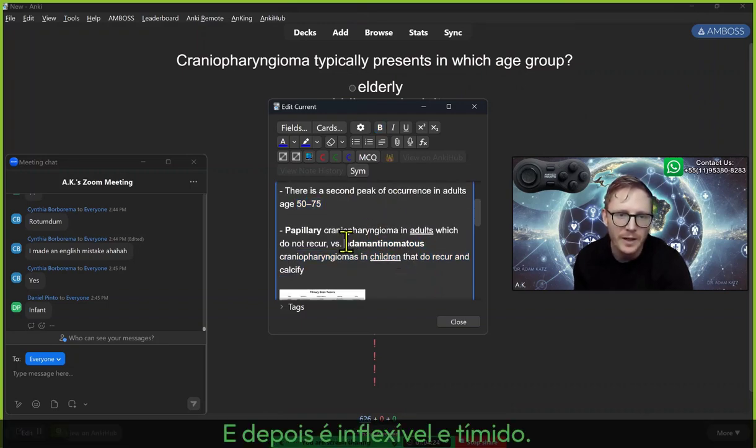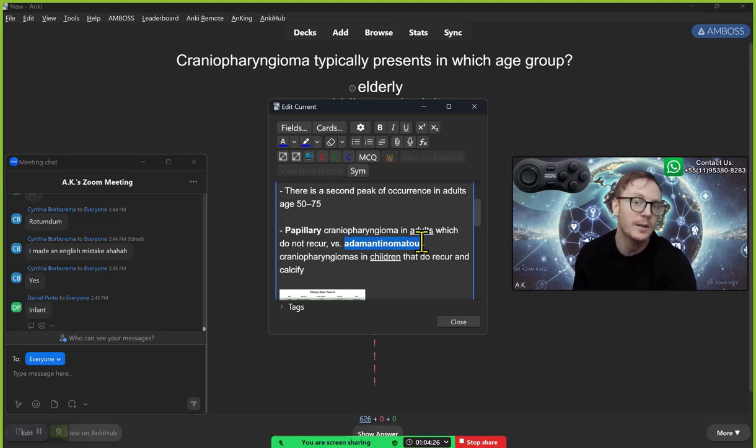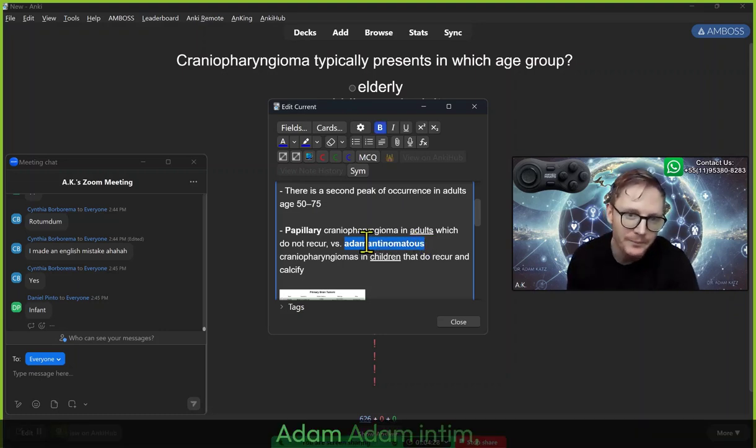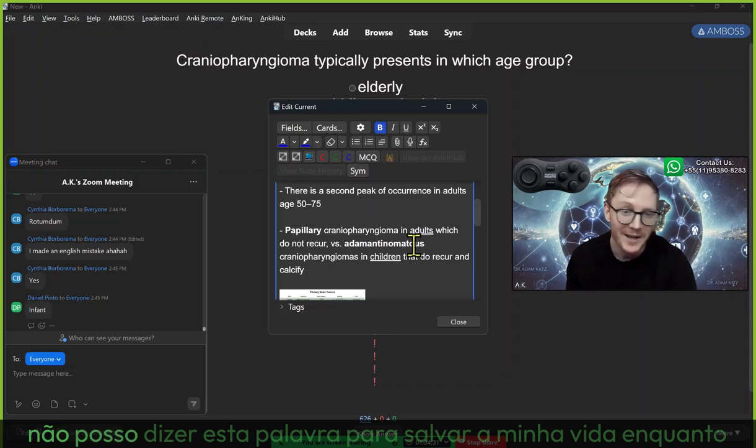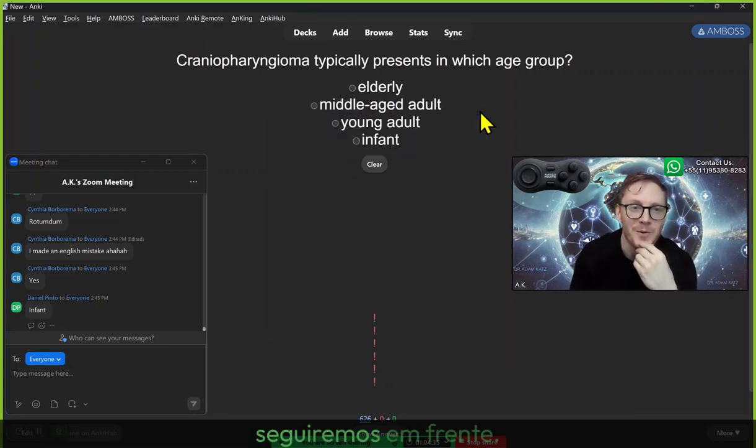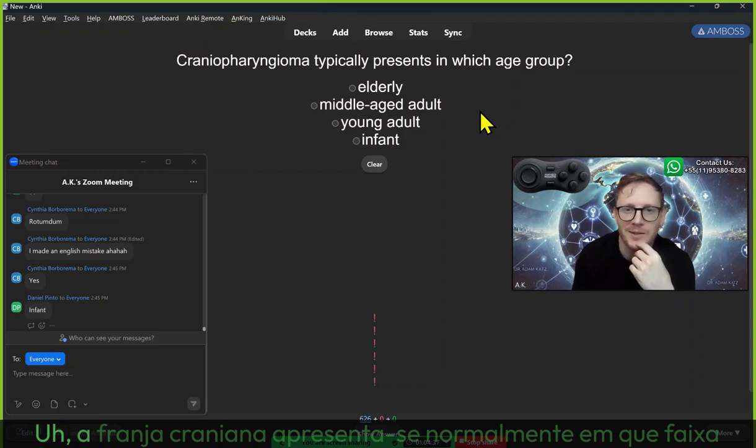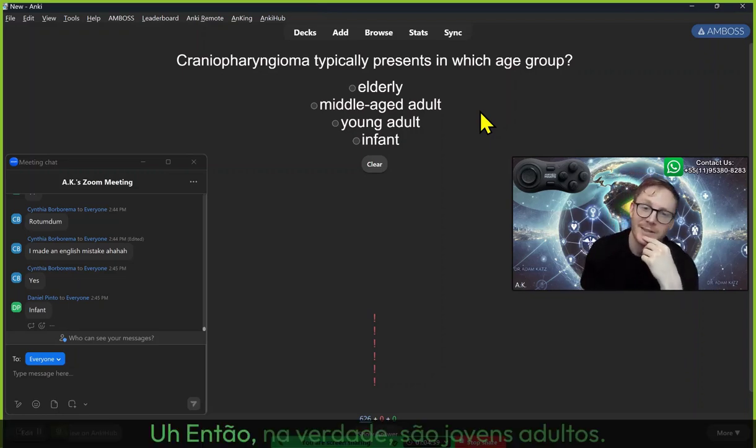Papillary, and then you have adamantinomatous. I cannot say that word to save my life while I'm nervous on camera. But we will move on. Craniopharyngioma typically presents in which age group? So it's actually young adults.